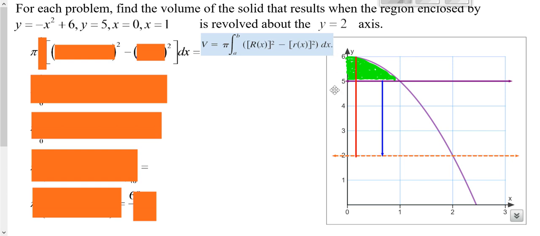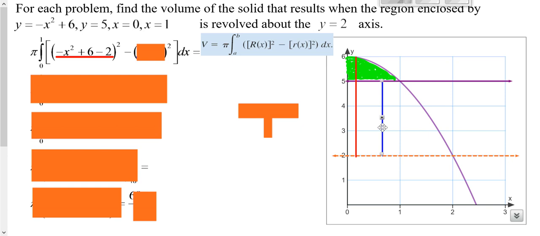We're dealing with x's, so it's got to be how far left and right these go, which starts at 0, goes over here to 1. So that's going to be our bounds. Then we have to do our big radius. Our big radius would be the red, outside of the shaded region to our axis of revolution. So we got to do the top, which is our parabola, minus our axis of revolution. It's always big minus small, so it's the big of our parabola, minus our axis of revolution, which is the 2.